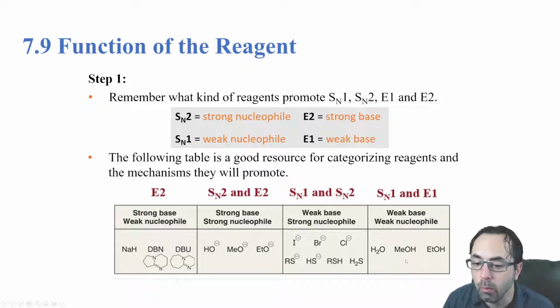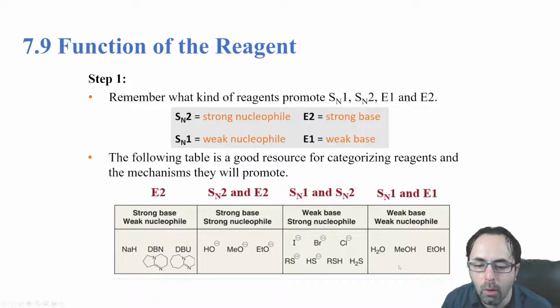Finally, weak bases and weak nucleophiles include alcohols and water. Notice they're neutral, and when they do a nucleophilic attack, they're going to end up protonated, so they have an extra step of having to be deprotonated afterwards to make a neutral product.